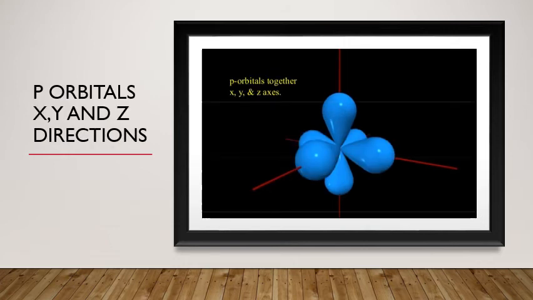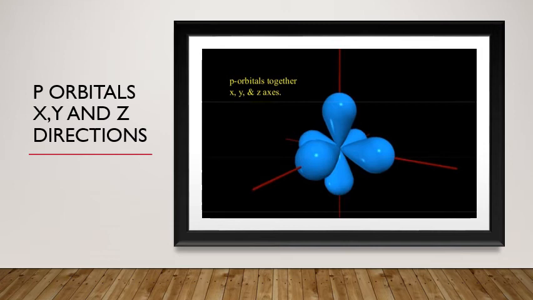You can have here the p orbitals together. We have all the orientations x, y, z, orientations in which this type of shape of the p orbitals can be seen here. So all the x, y and z axis orientations of the p orbital are shown.